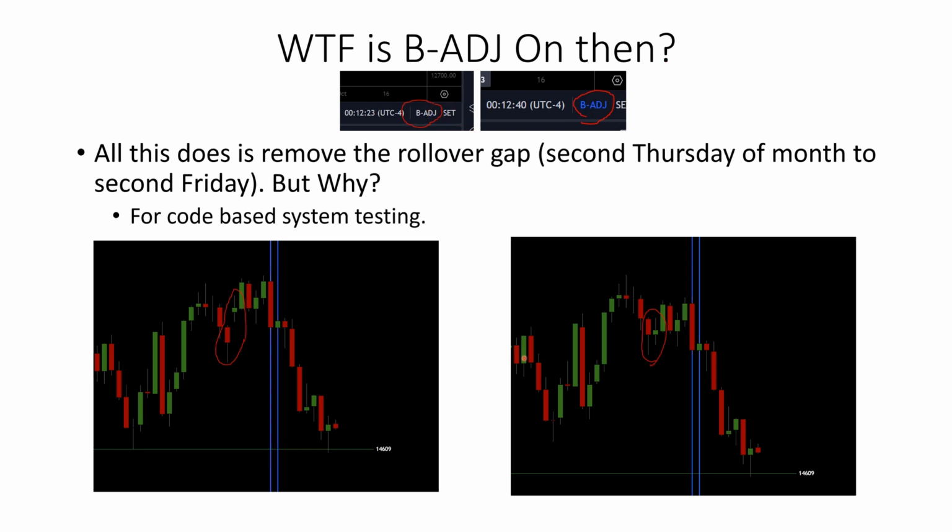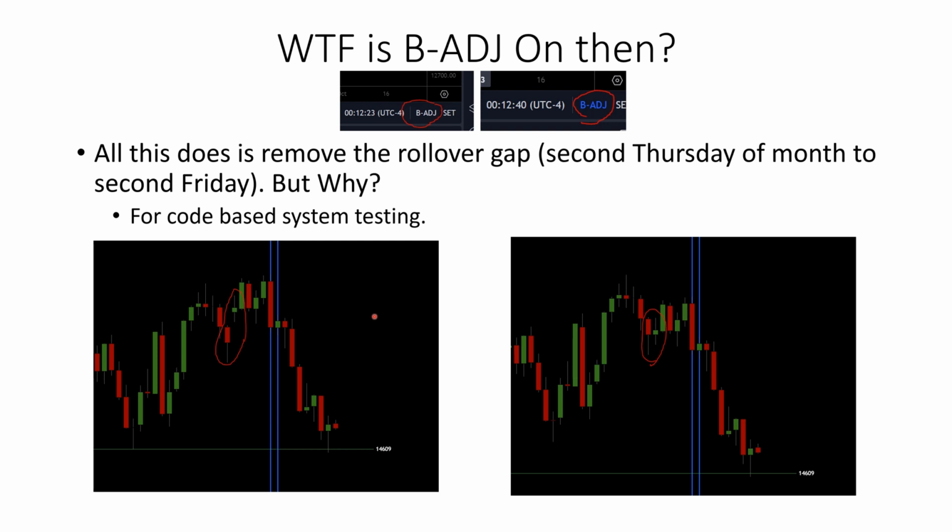So if you look at these two charts, these are both continuous charts. The left has B-adjust off, the right has B-adjust on. It just removes the gap. What's the purpose of this? This is for code-based systems, for backtesting, right? When you're backtesting code-based systems, you don't want gaps, unnecessary gaps that are not indicative of price movement.